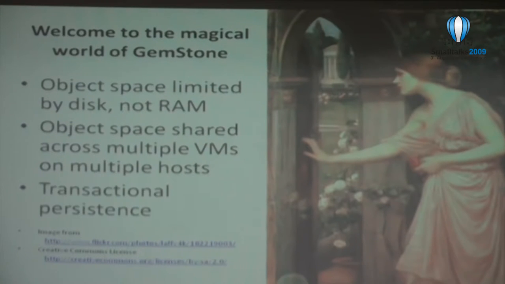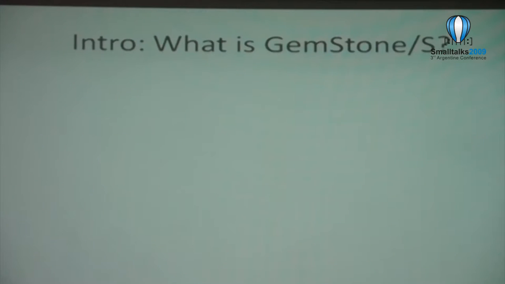You have transactional persistence, so that when you commit a transaction, if everything crashes, you don't lose anything that you've saved through a transaction. So you don't have to go through the process of copying the entire memory space into a file. You can just, transaction by transaction, save things. So we'll go into some detail on these features.